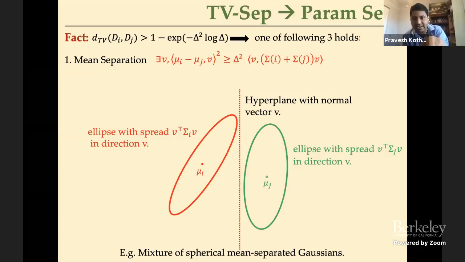Okay, so the right-hand side is the sum of the variances of the two Gaussians, V transpose sigma_i plus sigma_j V. And this condition says that if I look at the mean distance in this direction, then it's multiplicatively larger than the sum of the variances, okay?